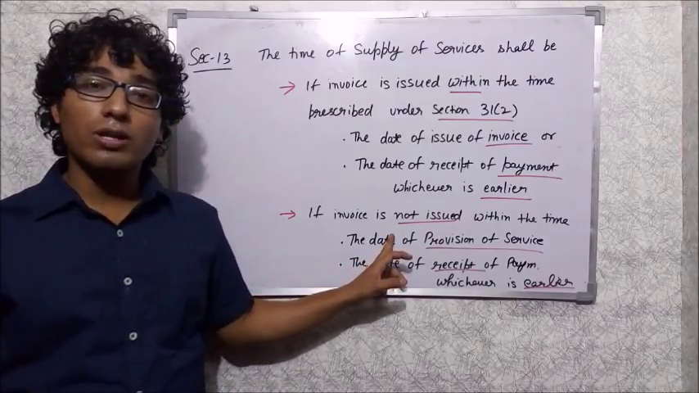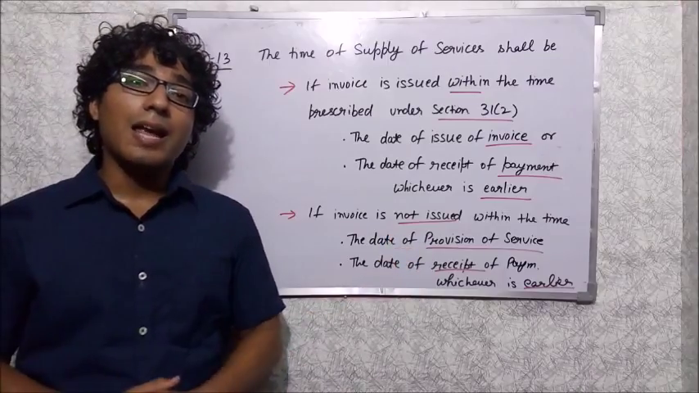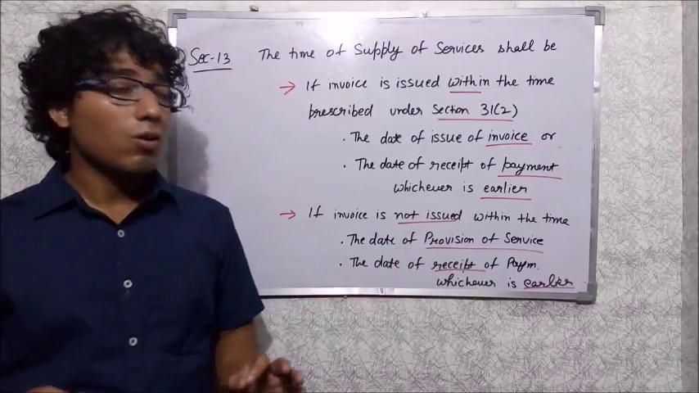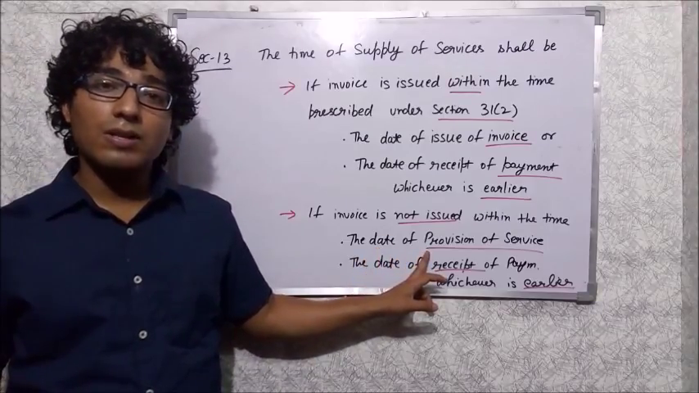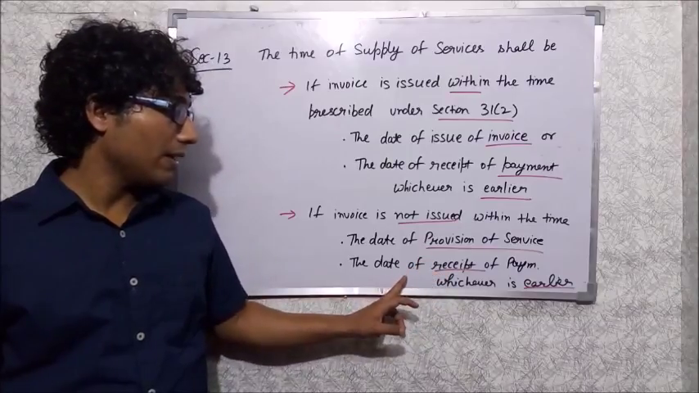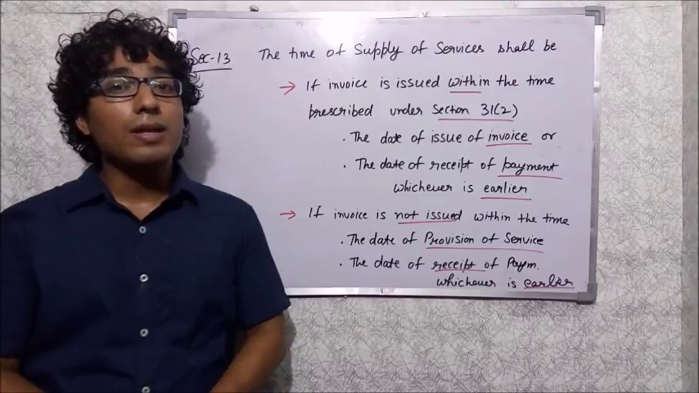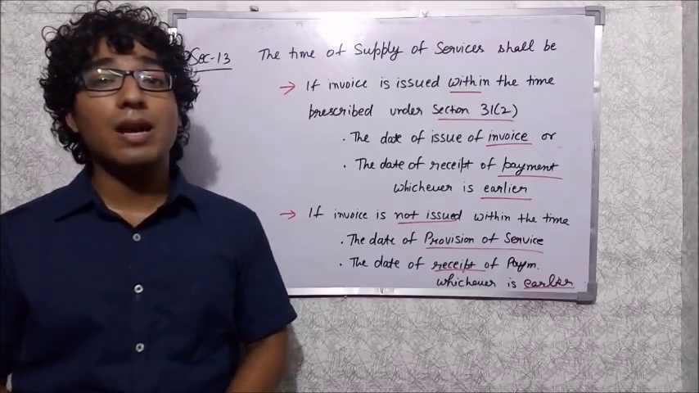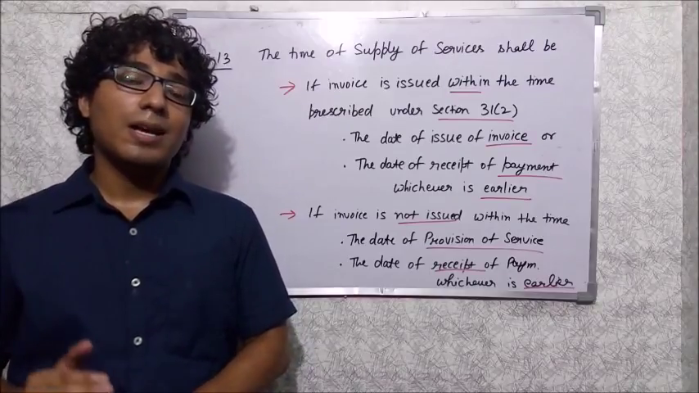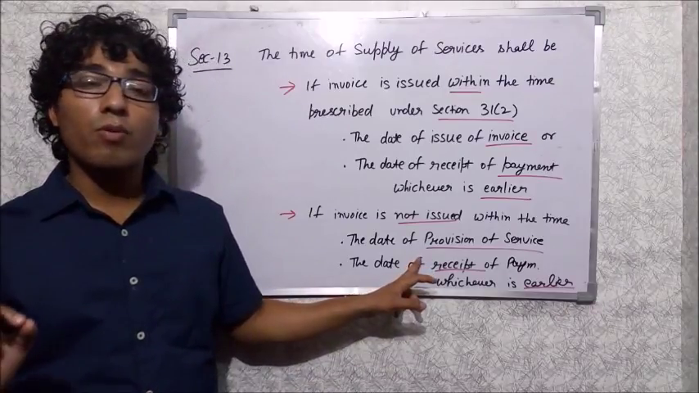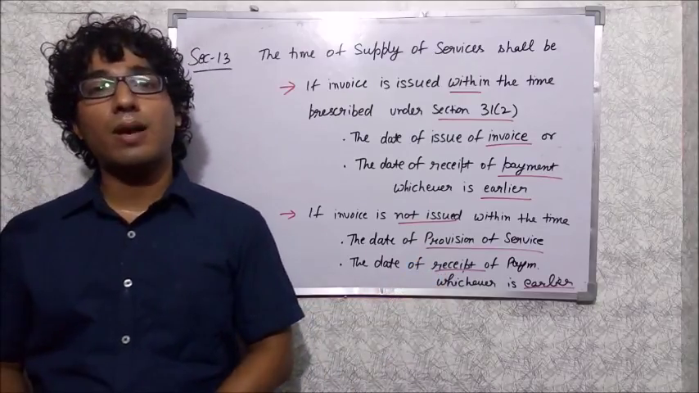And if the invoice is not issued within the time prescribed under section 31 subsection 2, then the time of supply of service will be the earlier of the following two. The first event is the date of provision of service, and the second event is the date of receipt of payment by the supplier. So the time of supply of service will be the earlier of the date of provision of service or the date of receipt of payment by the supplier.